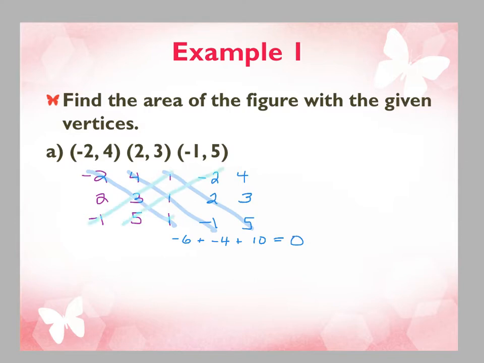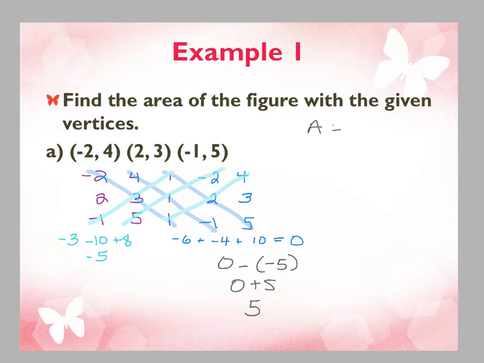So now the diagonal is going bottom left, top right. And this is 1 times 3 times -1, which is -3. -2 times 1 times 5, which is -10. 4 times 2 times 1, which is 8. Add those all together: -13 plus 8 is -5. And then I would do 0 minus -5, which is 0 plus 5, which is 5. And then I want to do 1/2 of that.